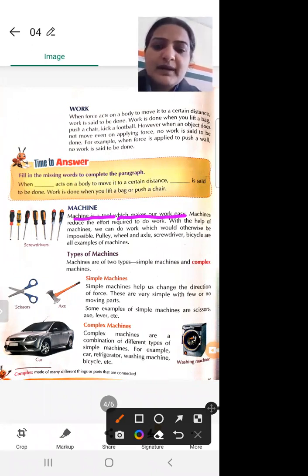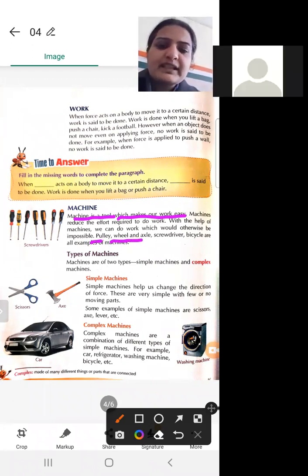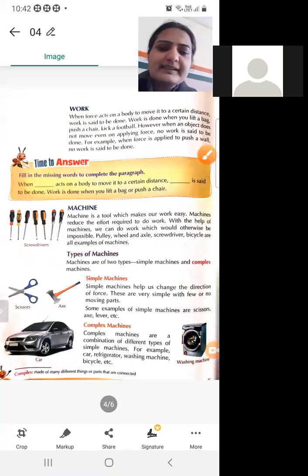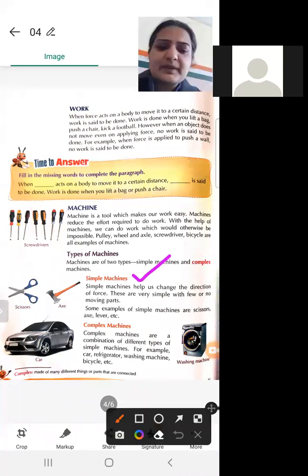What are the examples of machine? Pulley, wheel and axle, screwdriver, bicycle. So these are examples of machine. Next, what is the difference between simple machine and complex machine? A simple machine has very few parts, but a complex machine is a combination of simple machines.